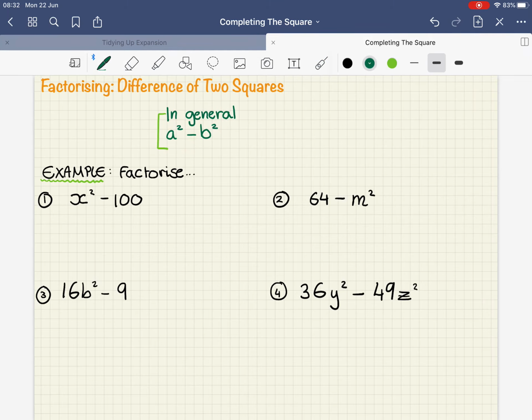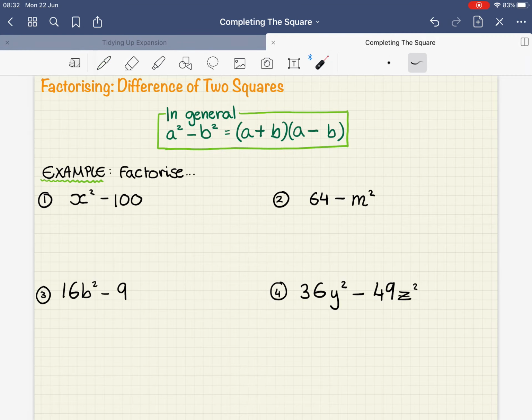And it has a nice little trick for factorising where we square root each of them. And the key thing is that they're also in the same order. So A was at the start here, so A is at the start of my brackets. And B squared is at the end, so B is at the end. So I've square rooted them all. And then it's going to be a plus in one bracket and a minus in another. And that is what we're going to do for every single one of our questions.